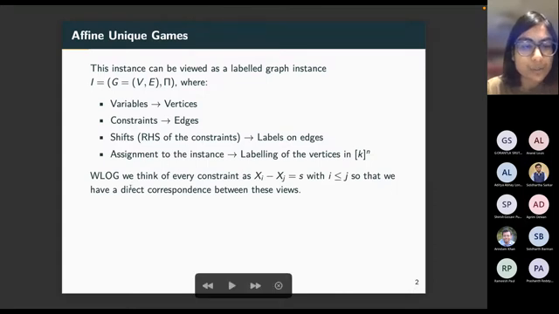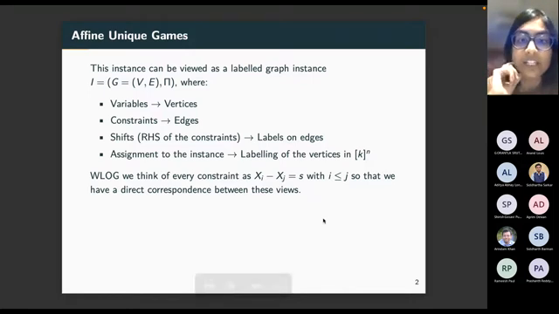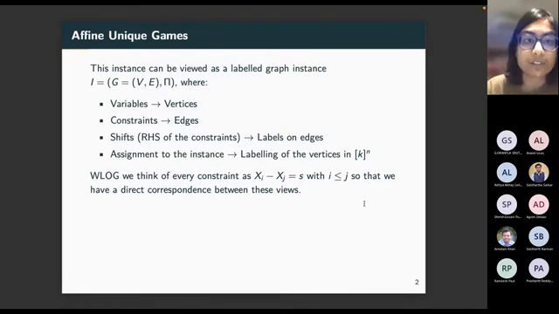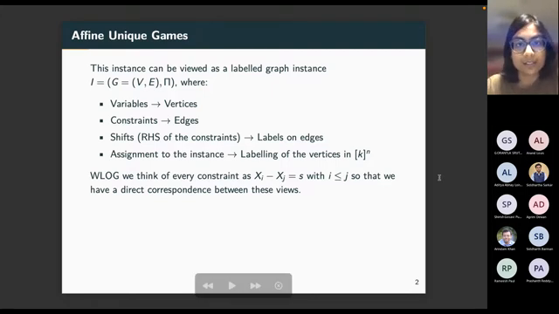And just to avoid confusion, we can think of every constraint, every edge in the graph, as xi minus xj equal to some shift s with i less than or equal to j. So there will be a direct one-to-one correspondence between the equation view of the instance and the graph view of the instance.